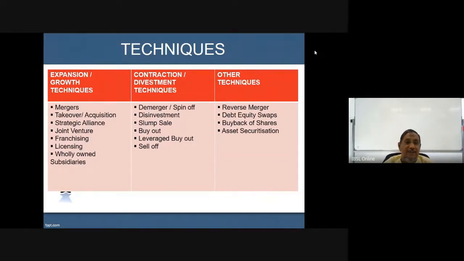Then what are the techniques available for restructuring of corporate? Expansion growth techniques: mergers, takeover and acquisition, strategic alliance, joint ventures. These are more or less the same. A merger means similar companies can be merged together as restructuring. Then takeover, the acquisition of a weak business by a strong business, or buyout or sell.